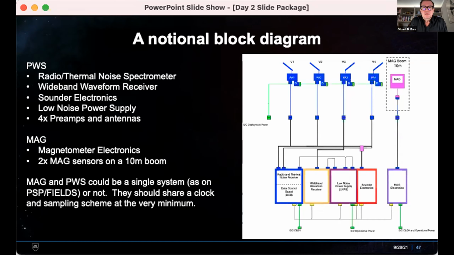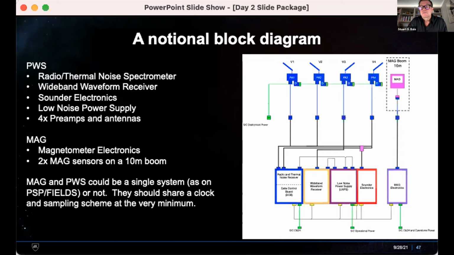MAG has an electronics box, and we've argued for 2 magnetometer sensors on a 10-meter boom, 2 magnetometers to do gradiometry and remove the spacecraft signals, and for redundancy, of course, it's a very important measurement. They could be a single system like they are on Solar Probe or not. That's not really important, I think, but they should share a clock and a sampling scheme.